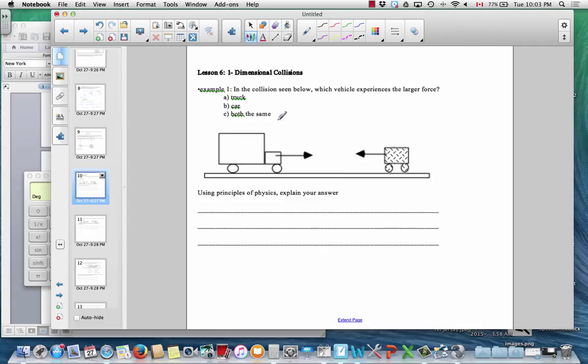And fundamentally, it has to do with this question right here and understanding this. So we're about to have a collision between a car and a truck. And the question is, what can we say about the collision force? Which vehicle experiences the larger force?